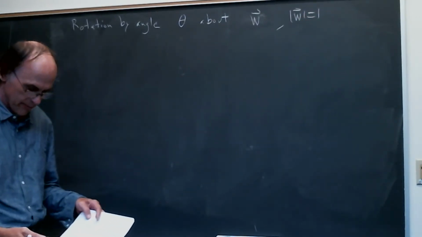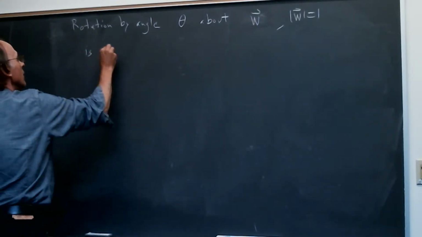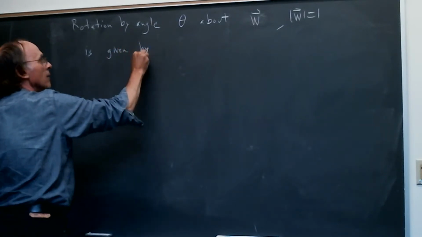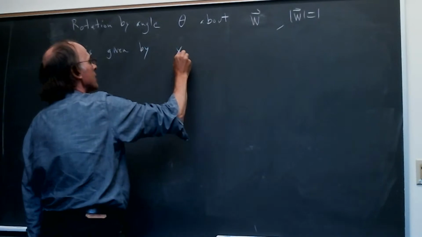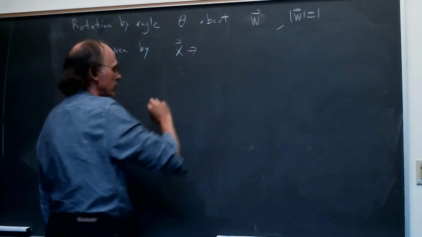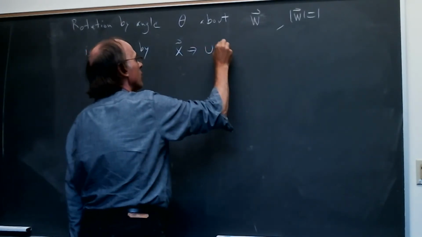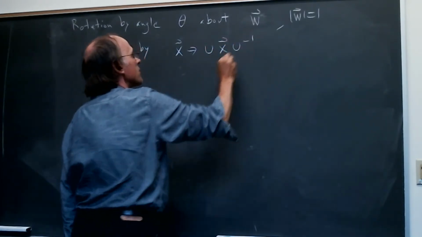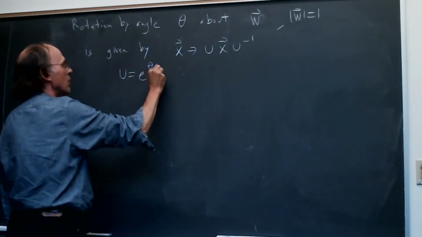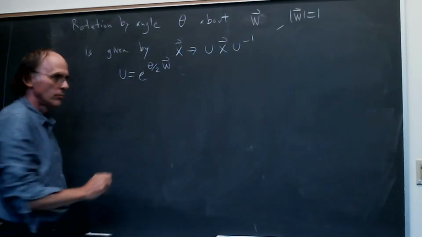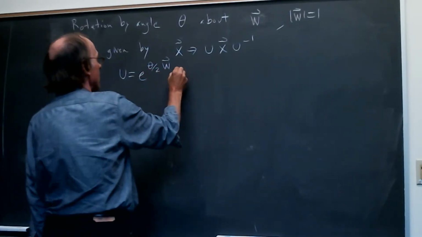It's just given by x vector goes to u x vector u inverse, where u is equal to e to the theta over 2 w vector. What else I want to say? And this you can, if you expand.